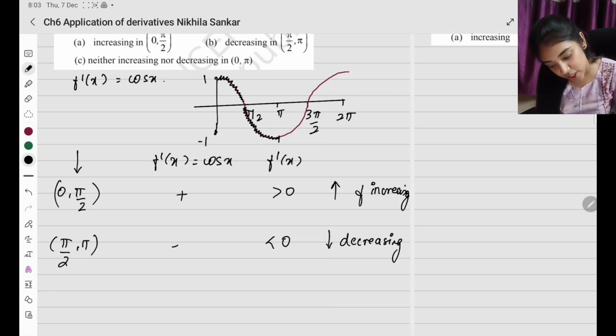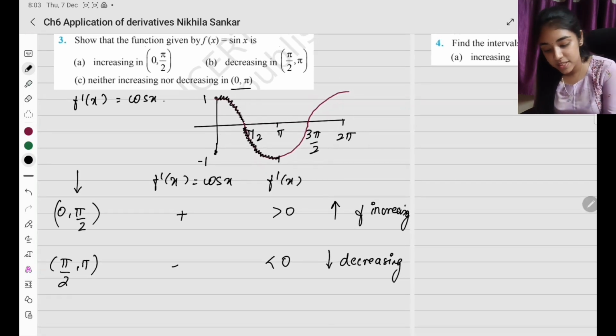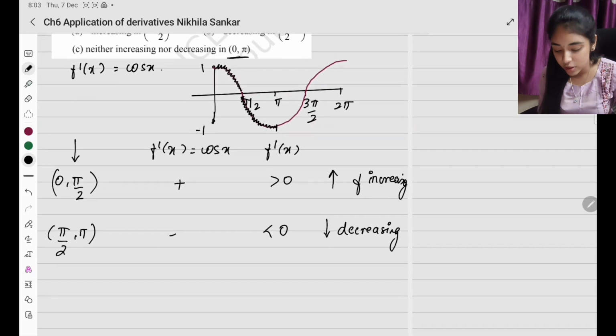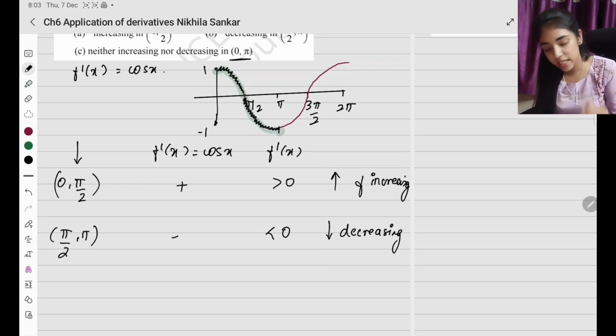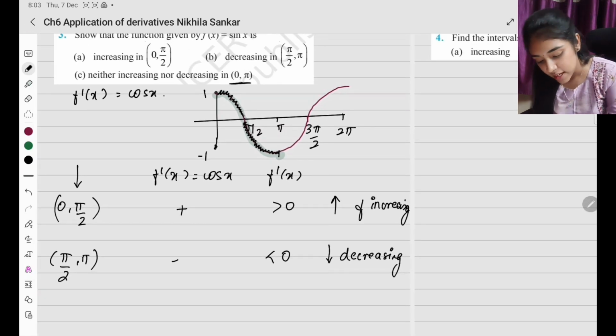Now third subsection enna? I have to show that from 0 to pi, it is neither increasing nor decreasing. Now 0 to pi enna agudhu? All the values are positive from 0 to pi by 2. And from pi by 2 to pi, all the values are negative. So basically positive ave irundittu marudiyum adhe alavu negative ah irundha, it is going equivalent to nothing.